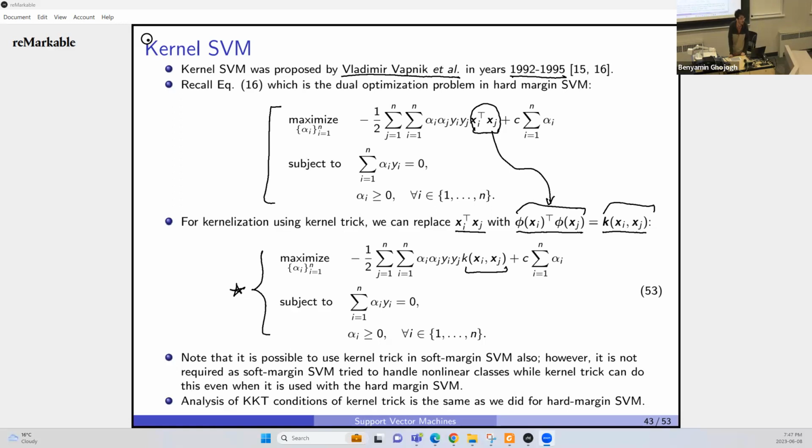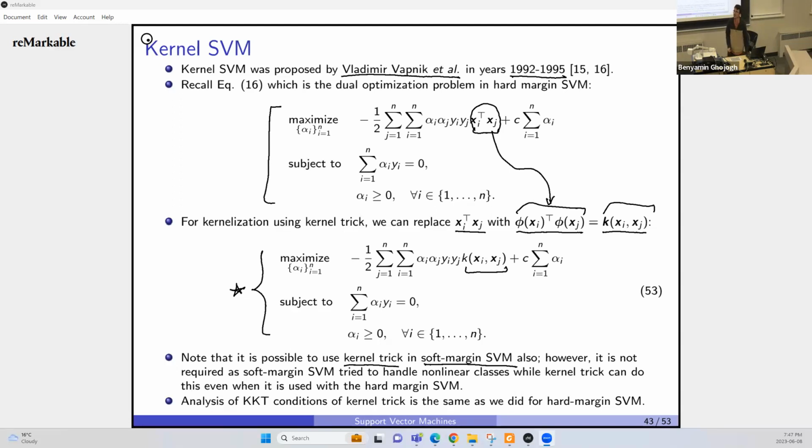And it works very well. Note that it is possible to use the kernel trick in soft margin SVM too. We did it for hard margin SVM. Soft margin SVM also has xi transpose xj. But why don't we usually do that?